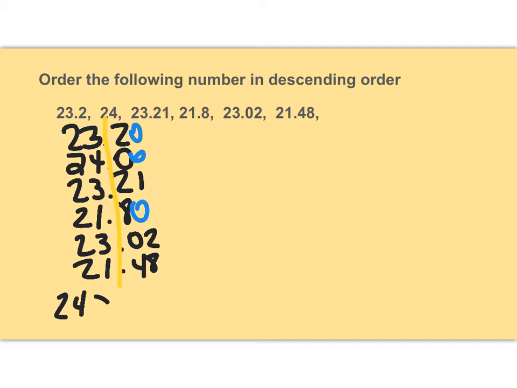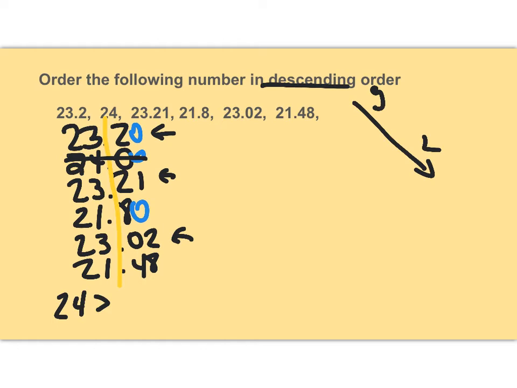24 is greater than, because I'm going back to descending order, and remember descending order is decreasing from greater to less, or greatest to least. So I'm done with 24. Then I noticed I have 23s, so I'm going to look at 23.02, 23.21, and 23.20. Which one is greatest?